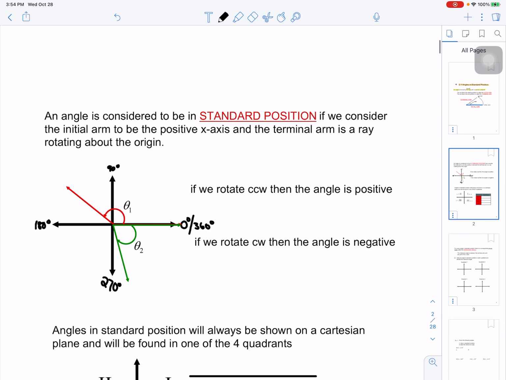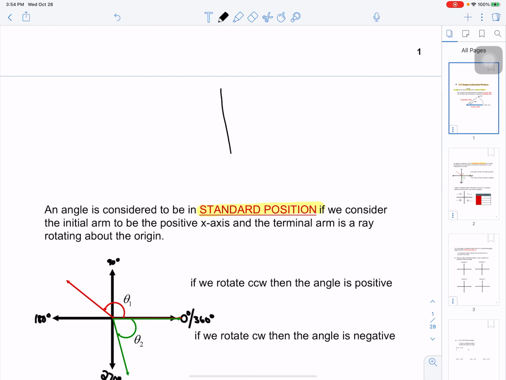If I talk about an angle in standard position, we want to consider the positive x-axis. Here's my coordinate axes. An angle in standard position will always start with its initial arm on the x-axis. This is my initial arm, and we're always going to rotate in a counterclockwise direction. Counterclockwise means I have a positive angle, and if I go down first and go in a clockwise direction, I'm forming a negative angle.